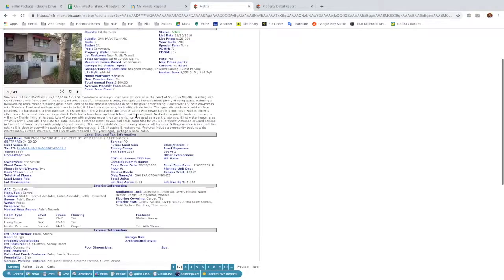We can also look at the taxes to figure out exactly how much those taxes are going to be. So in 2018, your annual taxes were $684. So we know that 684 divided by 12 is $57 a month.